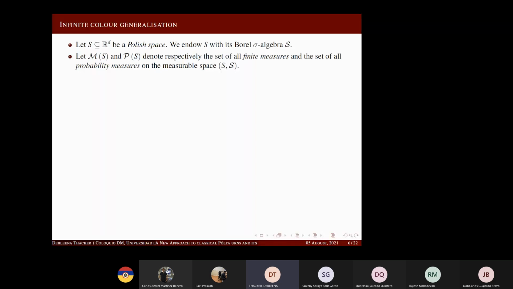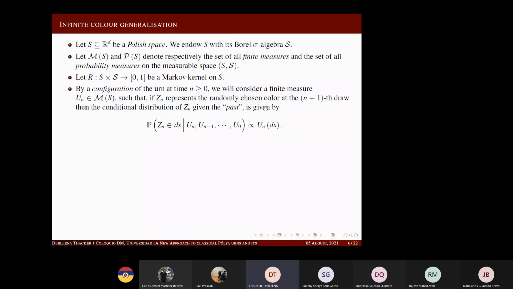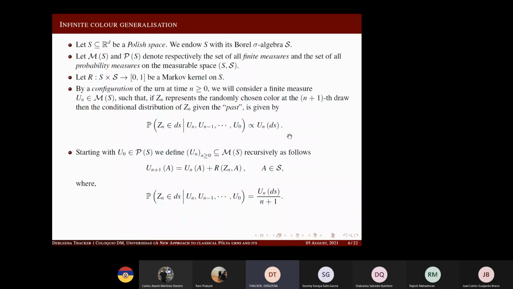And we have seen that under the assumption that R is a stochastic matrix, this entire urn model can be thought of as a measure valued process. So let's just do that. Let's take R to be a Markov kernel. Our process evolves exactly as before. If Un is the given configuration of the urn, which is now a finite measure at any time n, then Zn is a randomly chosen color, the conditional distribution of which given the past is uniform over the configuration. So the probability that Zn is in some set A is proportional to Un of A. And then we do the usual updating. So Un plus 1 of A is Un of A plus R of Zn, A. So this is the kernel.